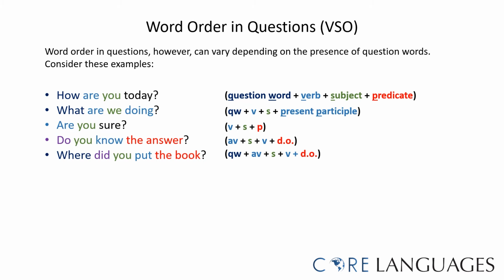This sentence uses an auxiliary verb and a question word. The question word is placed first. Where did you put the book?